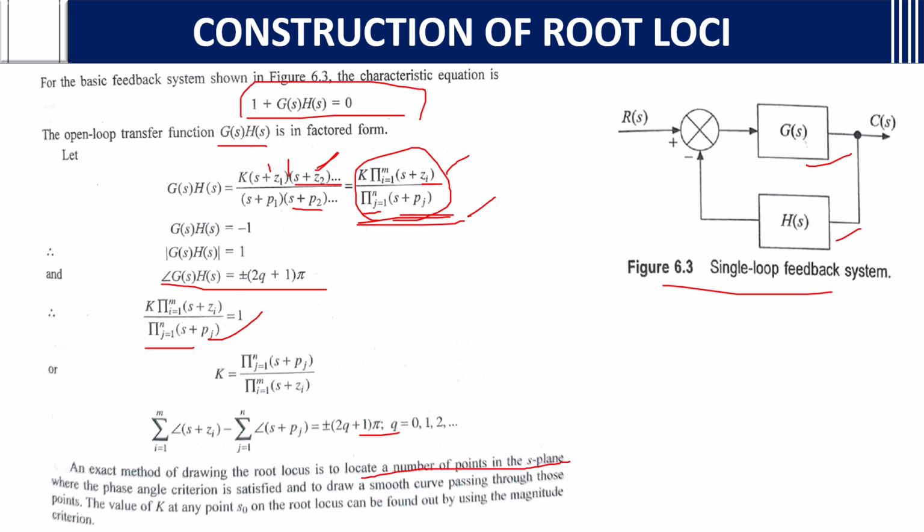Then an exact method of drawing the root locus is to locate a number of points in the s-plane where the phase angle criterion is satisfied and to draw a smooth curve passing through those points. The value of K at any point S0 on the root locus can be found by using the magnitude criterion. There is a phase criterion and a magnitude criterion. The points in the s-plane are joined so that it becomes a curve, and the value of K at any point S0 on the root locus can be found using the magnitude criterion.